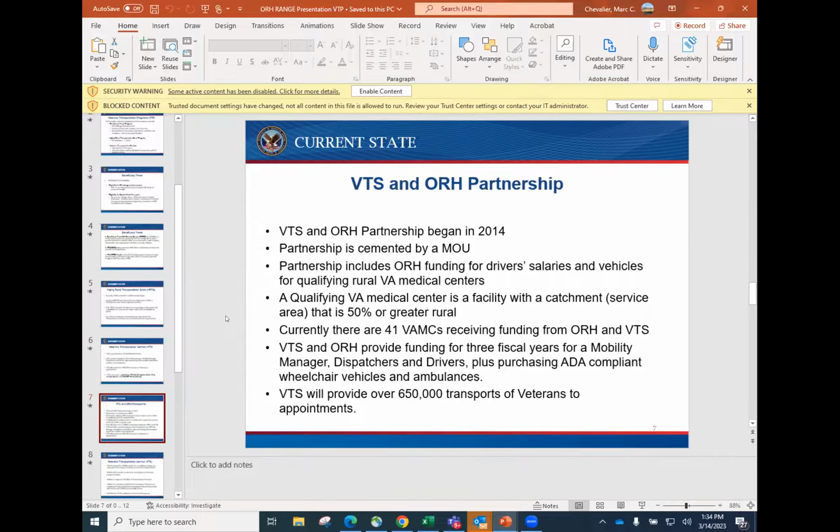One thing I have not talked about, which I'm very proud of and very thankful for, is that ever since, well, before 2014, but it was made official in 2014 with an MOU, the first MOU, we've had a partnership with the Office of Rural Health, and they have been, probably in my whole work career, probably the best partnership that I've ever been involved in.